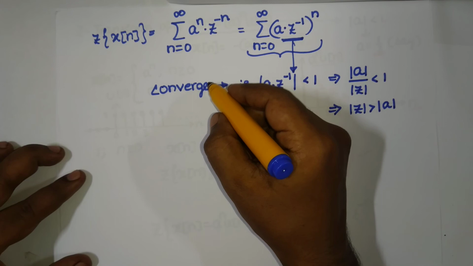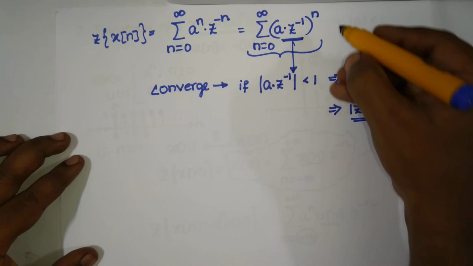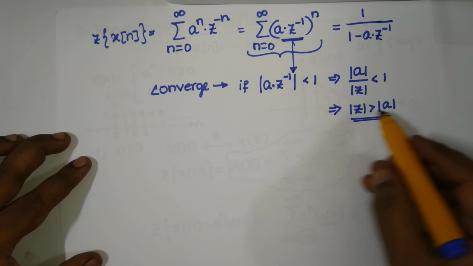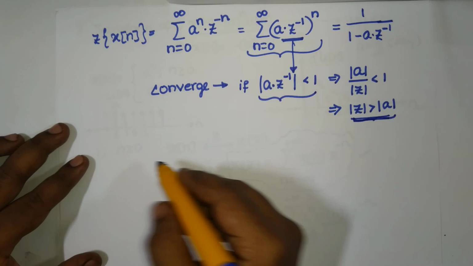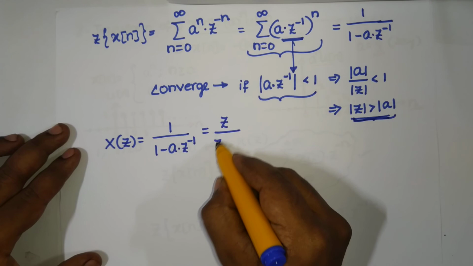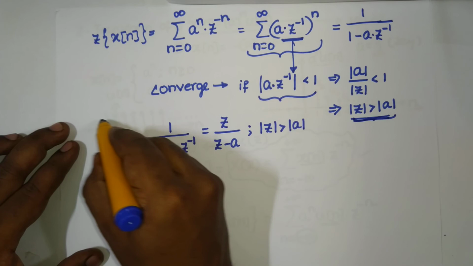Anyways, this power series will converge to what form? It will converge to 1 over 1 minus a multiplied by z power minus 1, if modulus of a z inverse is less than 1, or modulus of z greater than modulus of a. So X of z is equal to 1 over 1 minus a z power minus 1. We can also write this as z over z minus a, provided the ROC is modulus of z greater than a.